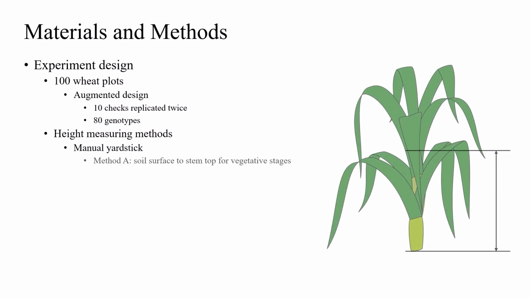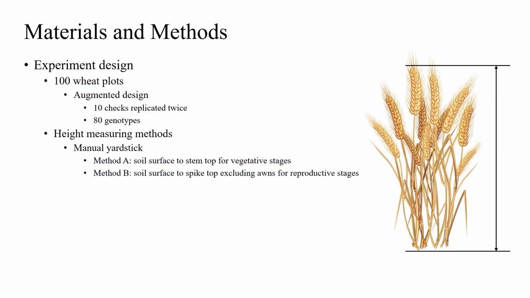The first method was the traditional agronomic method by manually measuring height with a yardstick. During each data collection session, 3 manual measurements were taken for each wheat plot and averaged as a reference height. For vegetative growth stages, wheat height was measured by method A, from soil surface to the top of stem. For reproductive growth stages, wheat height was measured by method B, from soil surface to the tip of spike excluding awns.